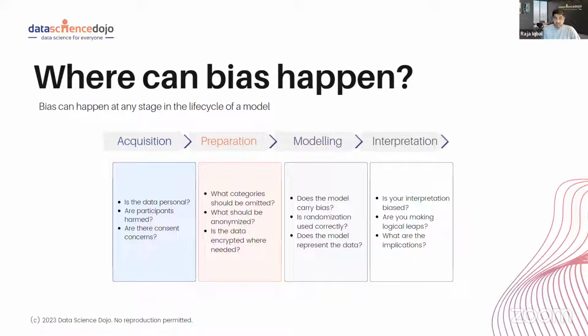So maybe I'm the person who's creating the data. I can curate the data in a way that certain types of viewpoints, certain types of beliefs, certain types of opinions, I decide, hey, I don't think these should be there. Then modeling and then interpretation. If you look at it, bias can creep in at any stage in the life cycle of the model, right? And that makes all of this particularly tricky.